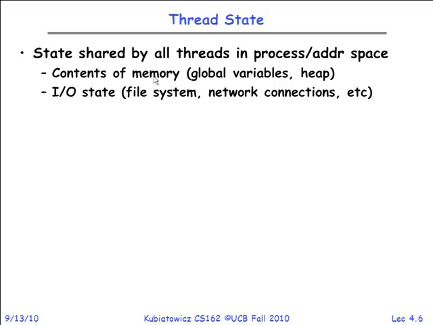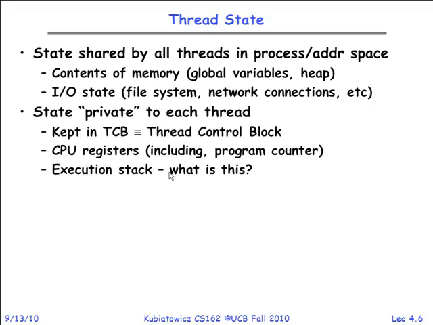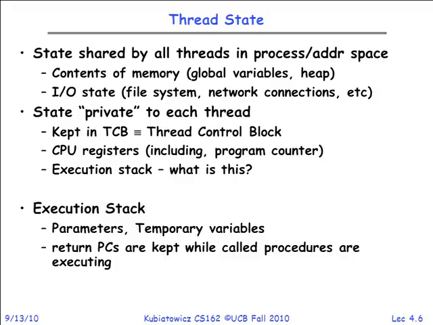Also things like I/O. If you open files, all the threads in a process get to share those files and read and write from them. State that's private is kept in a structure called the thread control block. That's going to be all of the unique state, and of course, it includes registers, and it includes the stack. And the question, of course, is what is the stack? Well, the stack is parameters, temporary variables, return PCs, all of that stuff that the thread needs to correctly execute and that is not well defined at the beginning.